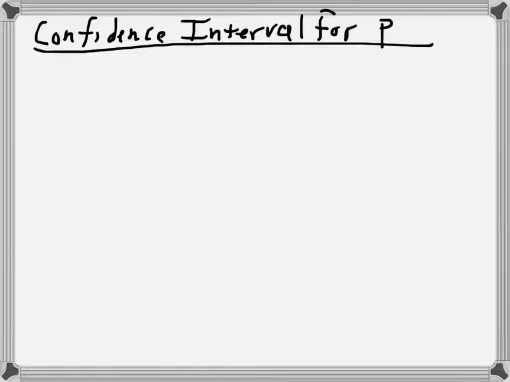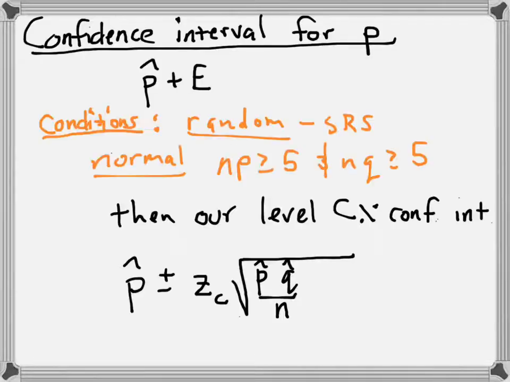Okay, so let's get into the nitty-gritty. Let's actually look at constructing a confidence interval for P. I made a few mistakes here. Okay, so our confidence interval for P, and again by P I'm talking about the parameter P. P hat is the statistic that comes from the sample. So it's going to be our estimate, which is P hat, plus or minus our margin of error.